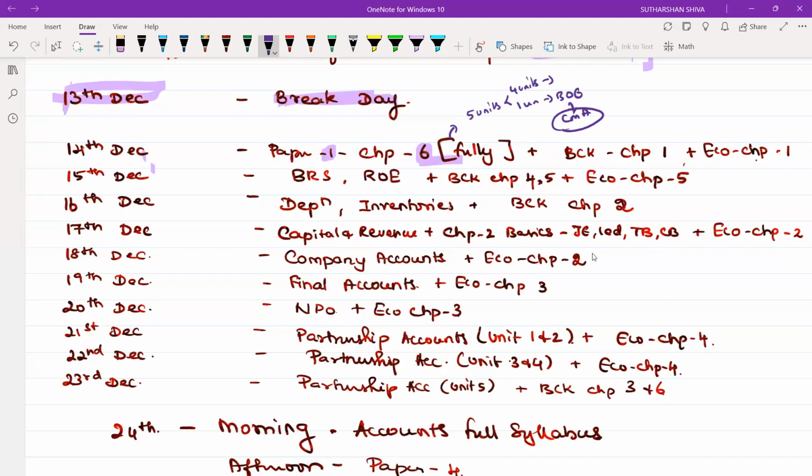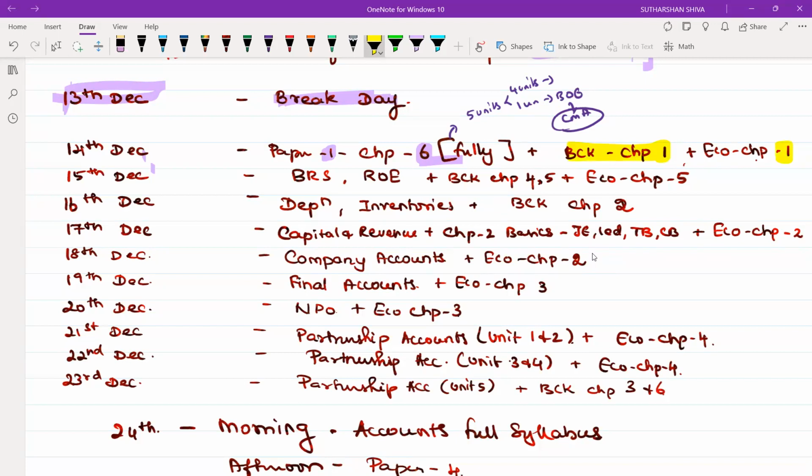The same portions are applicable for them. You can also refer to that. And on the same 14th day, we will study BCK first chapter, which is slightly easy: economic activity, non-economic activity, the base of business organization, everything.